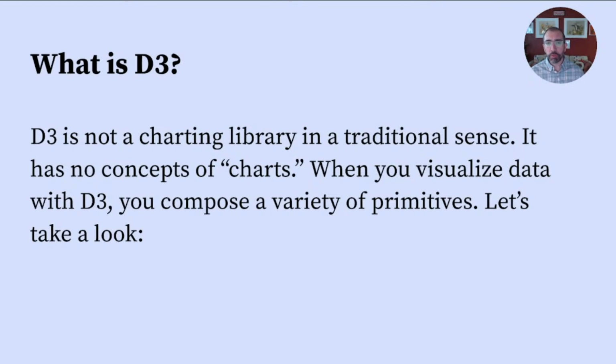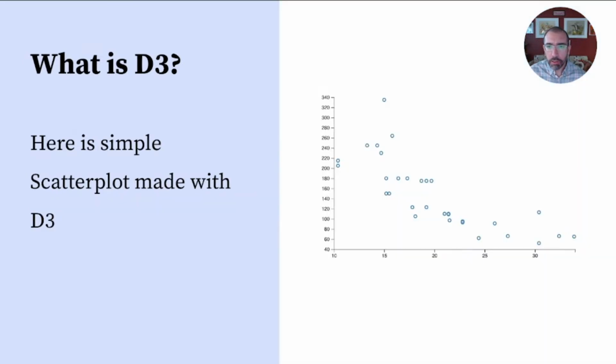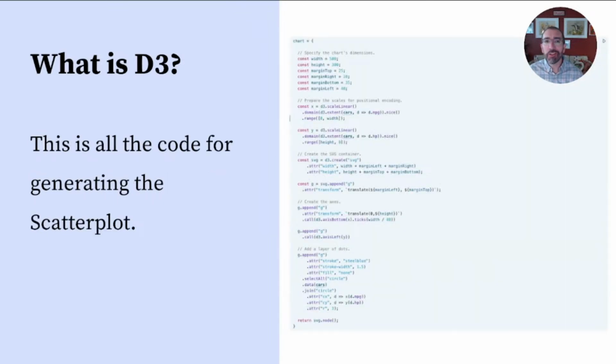When you visualize with D3, you compose a variety of primitives. So what do I mean by that? Let's take a look at some D3 code and see if we can understand what that means. So here is a really simple visualization of a scatter plot. We'll be walking through this example more today and in tomorrow's session. We're actually going to recreate this chart. So here's all the code for generating that D3 scatter plot.